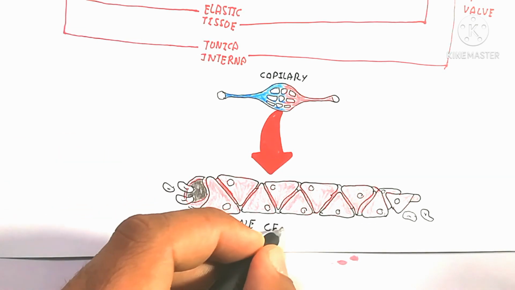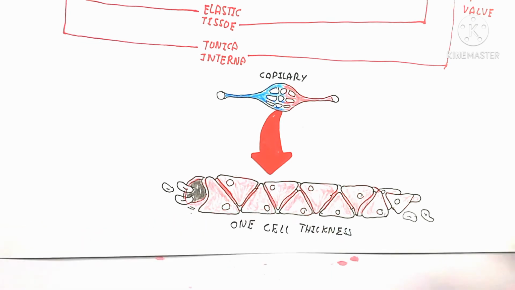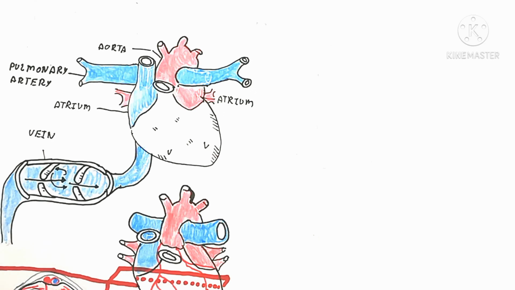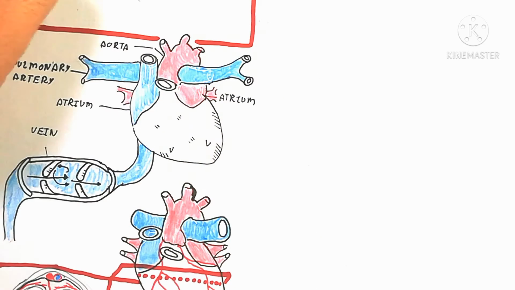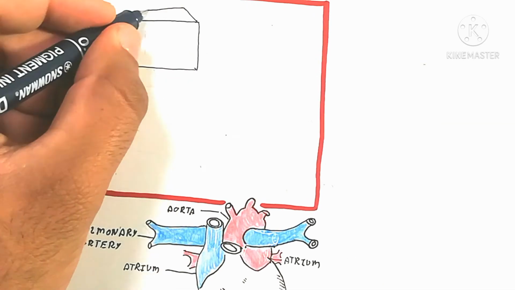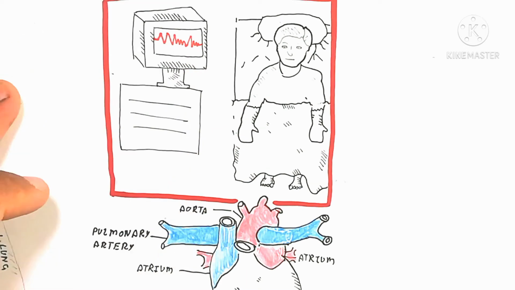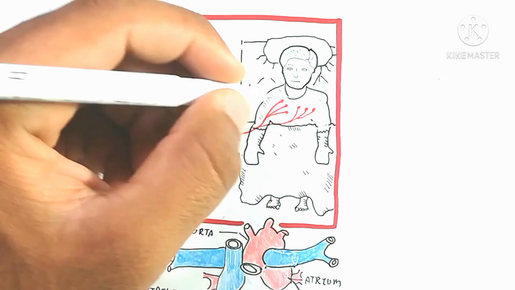Here, the one cell thickness is important to know, because the blood transfuses the oxygen and receives the carbon dioxide from the cell, which may be a somatic cell or a reproductive cell.